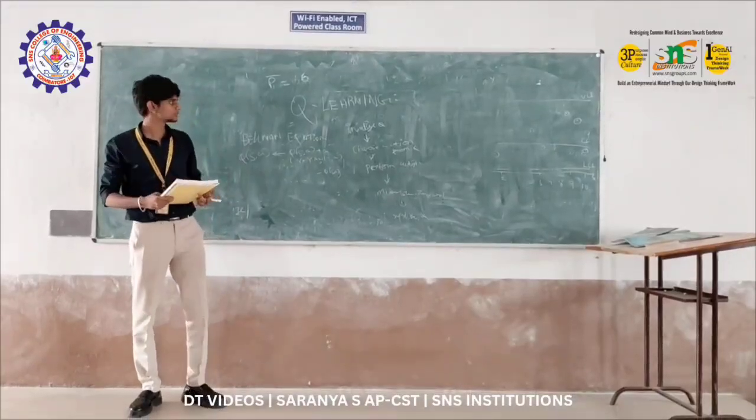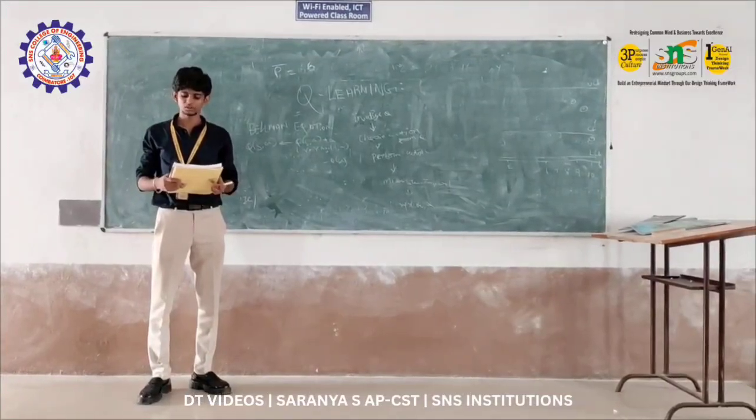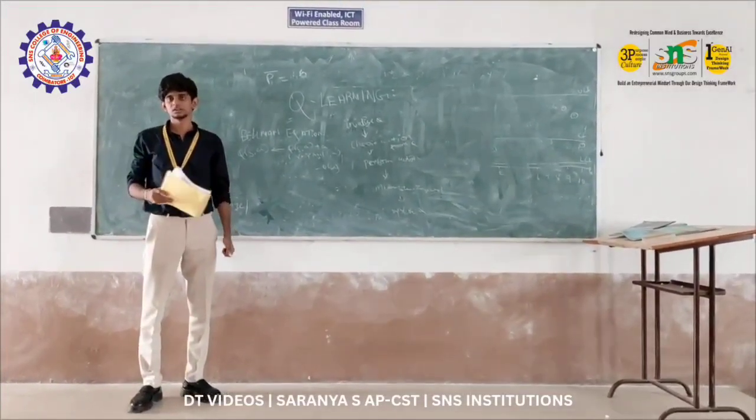There are 5 types in Q learning: basic Q learning, deep Q learning, double Q learning, dual Q learning, and multi-agent Q learning. These 5 types.